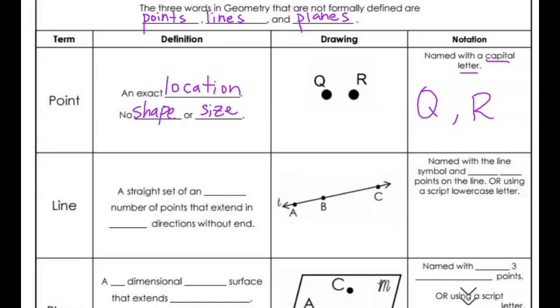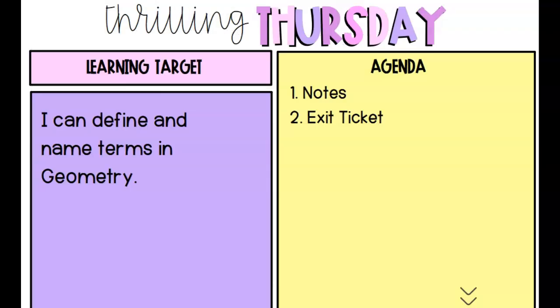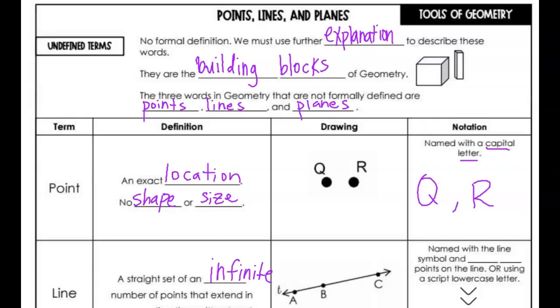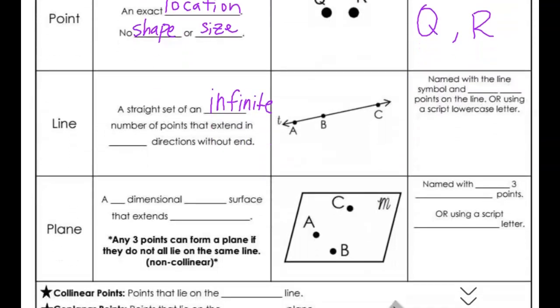The next one is line. A line is a straight set of an infinite amount of points, and they extend in both directions without end. You know how when we draw lines, there are arrows on both sides? The arrows mean they never end. It keeps going forever.